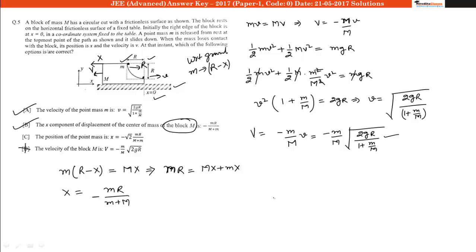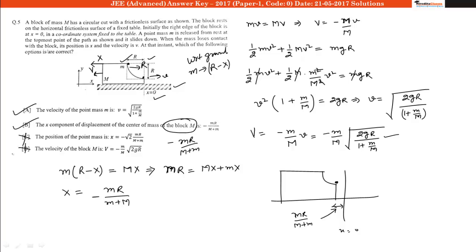And the position of the point mass x at the time, let's say this is our x equal to 0 and it is getting detached from this point. So this distance we have already calculated, and it is equal to small m R divided by capital M plus small m. So this will be the position of the point mass. In this case the x should be equal to minus m R divided by M plus m and should not be root 2 of this value. So this is again the incorrect choice.